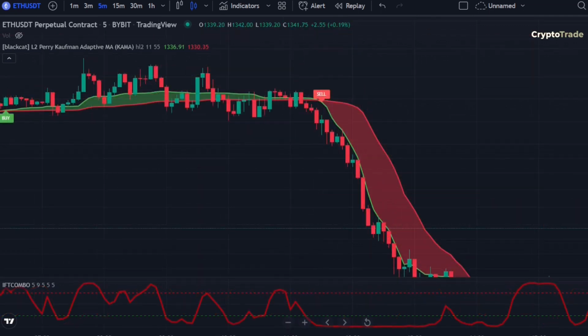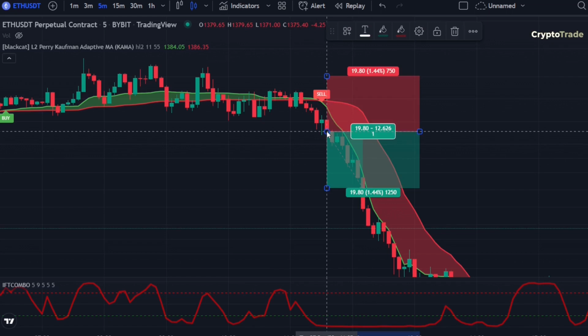The L2 PERRY KAUFMAN indicator gives a sell signal. The candle must be red and close below the cloud. The Inverse Fisher Transform indicator must be below the green dotted line. As these conditions are met, place a sell order at the close of the red candle with the sell signal.